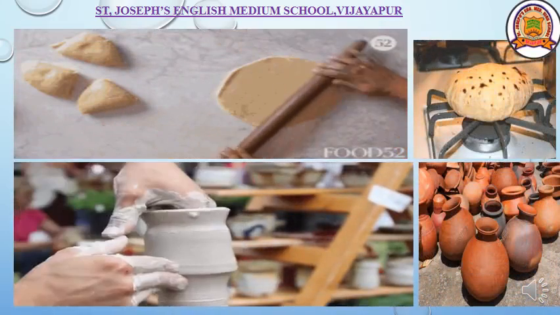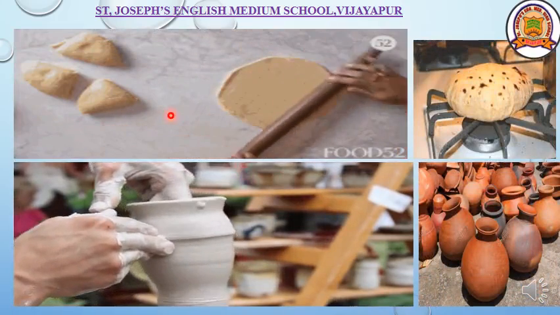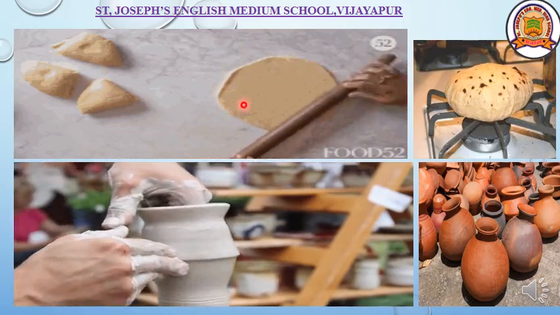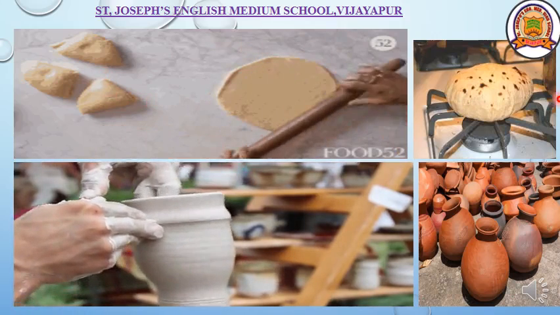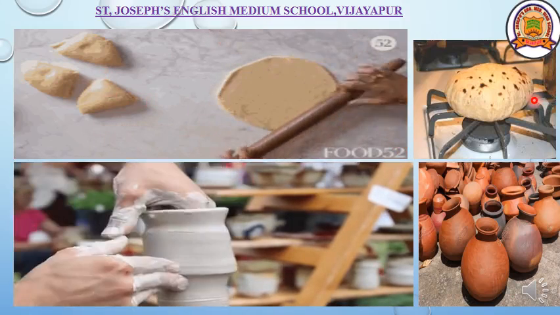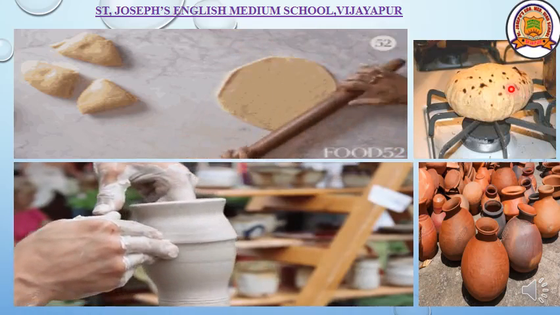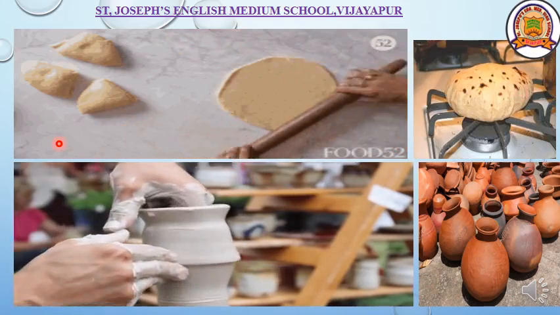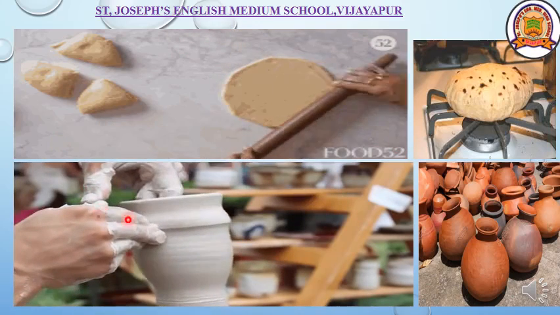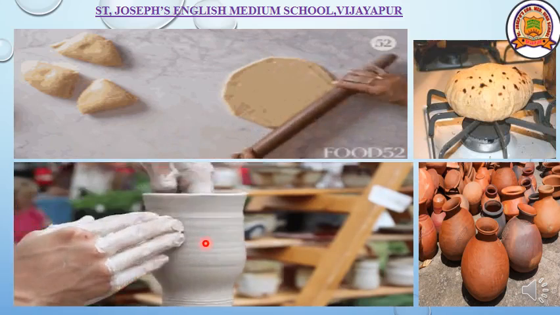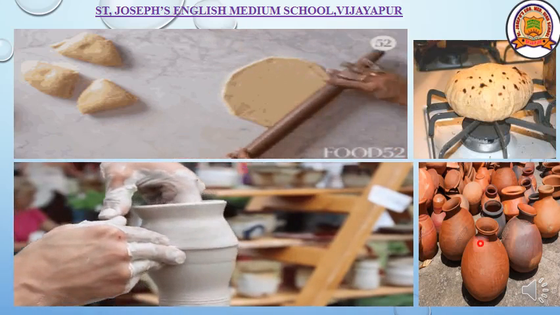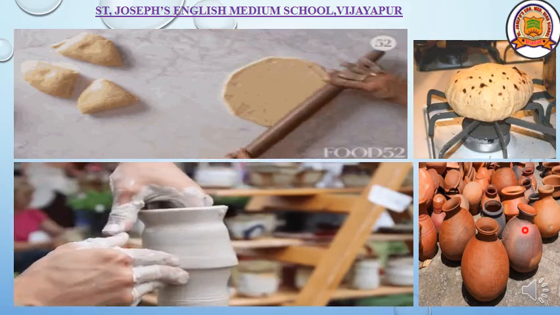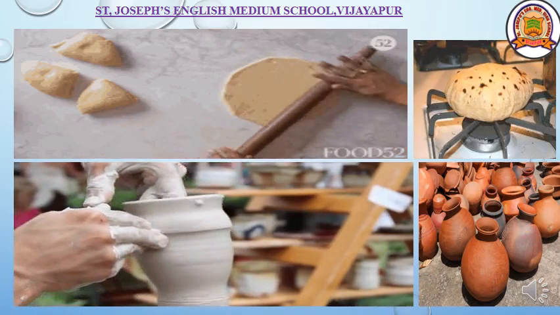Here are some more examples. See here, the wheat flour is converted into dough. That dough is made into a chapati. Again, it is roasted. Fine. From this roasted chapati, can we bring back the wheat flour? Not possible. It is completely irreversible. In the same way, clay is converted into a pot and then it is heated. Once it becomes a pot, we cannot make clay from the pot.